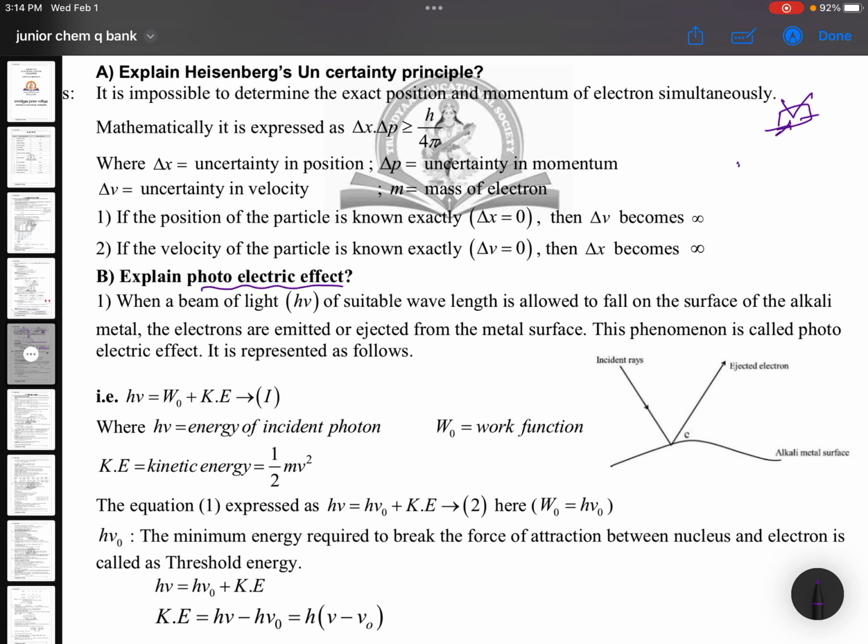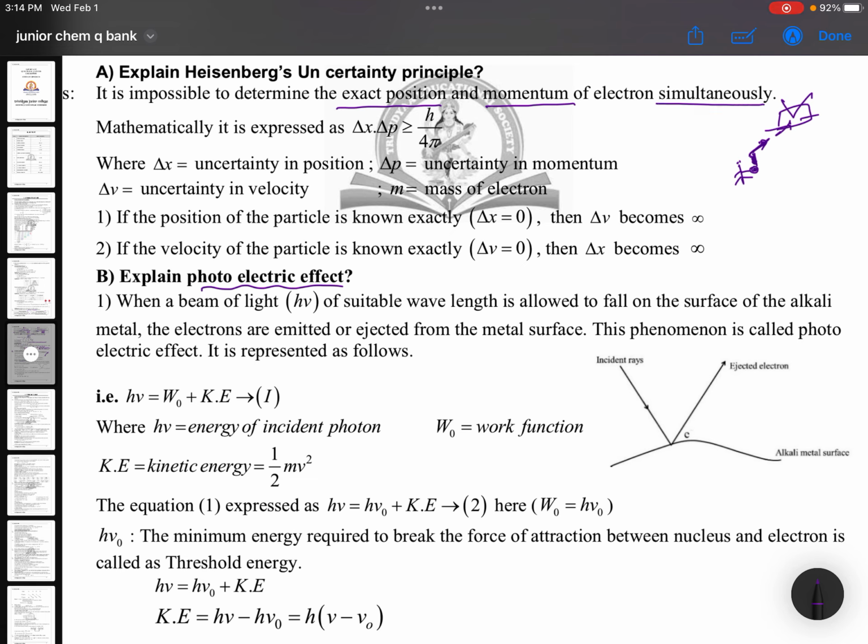And you are here, you are looking into your watch. Okay, at a time, can you see both of them? Aeroplane is moving and you are looking into what? Is it possible to see both of them at a time? That is called Heisenberg's uncertainty principle. It is impossible to determine the exact position and momentum of electrons simultaneously.